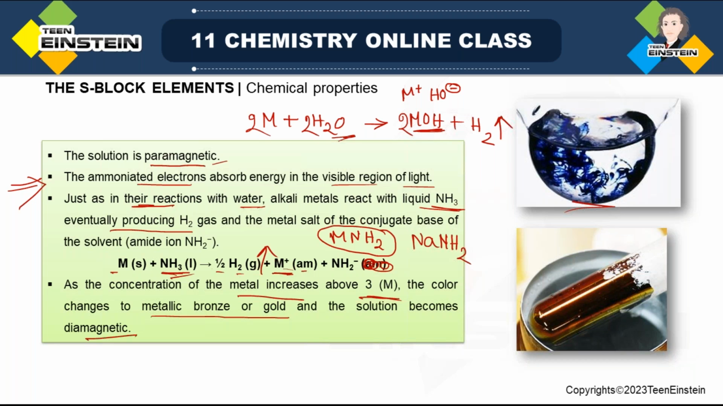So here important information: it is blue, paramagnetic. Reason for paramagnetic, there is absorption of energy by this ammoniated electron in the visible region. Next important information, we get MNH2 type of salt, just like when it reacts with water, we get MOH. Next important information, if you increase the concentration beyond a particular level, the color changes from blue to bronze. It is paramagnetic, but then it becomes diamagnetic. So these are some important unique features for alkali metals when they react with liquid ammonia.